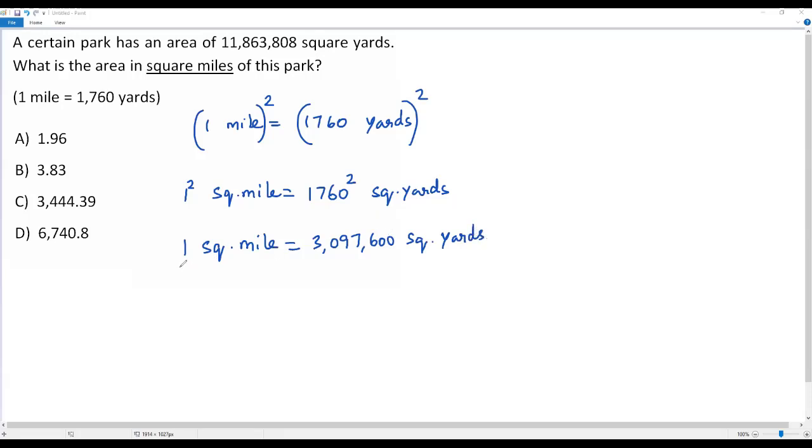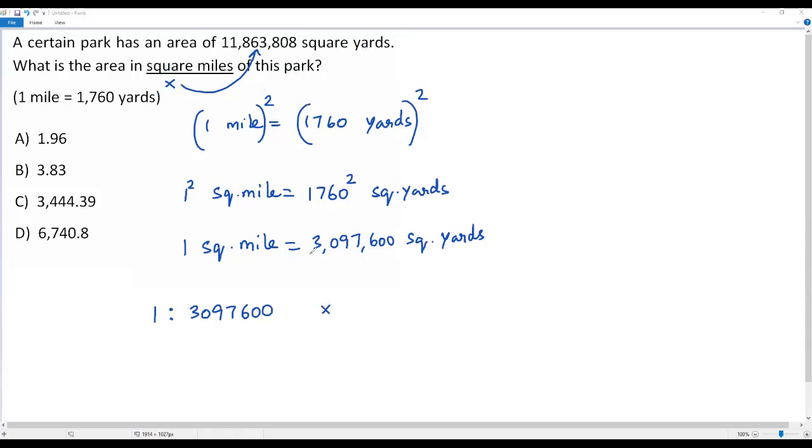So here we got that 1 square mile is equivalent to 3,097,600 square yards. Then how many square miles is equivalent to this area? That's what we have to find. I assume x square miles is equivalent to this area. First let me write a ratio with these two quantities, that is 1 to 3,097,600 square yards. Then here we have assumed x square miles is equivalent to this area in square yards.